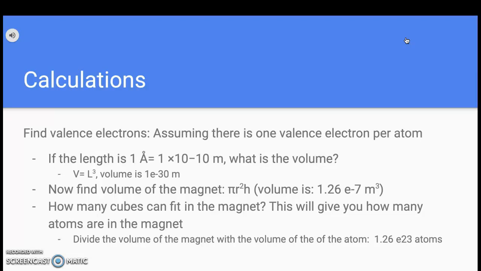And now to find how many atoms can fit into the magnet, you're going to divide the volume of the magnet, the bigger number, by the volume of the atom, the smaller number. That's going to give you a really large number, because there are a lot of atoms in this magnet, right? So it's going to give you 1.26 times 10 to the 23 atoms in this magnet.